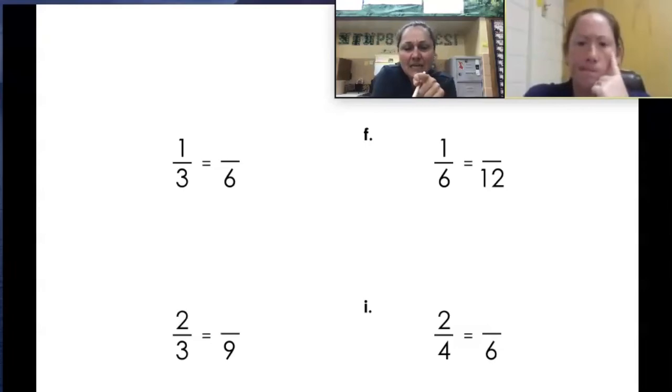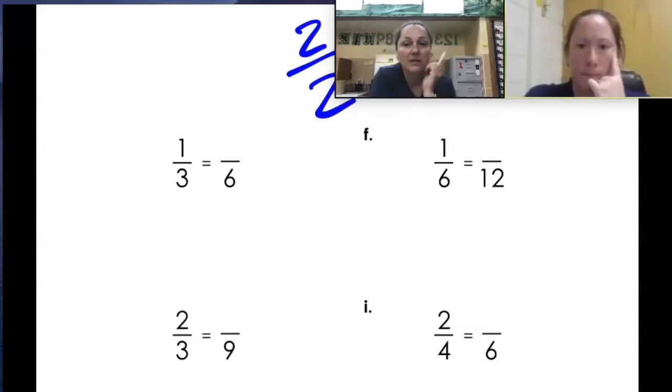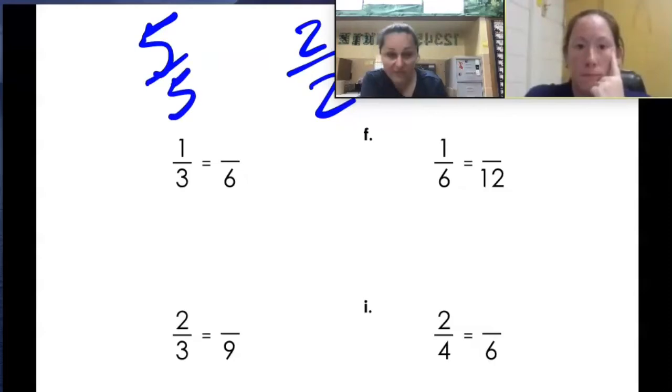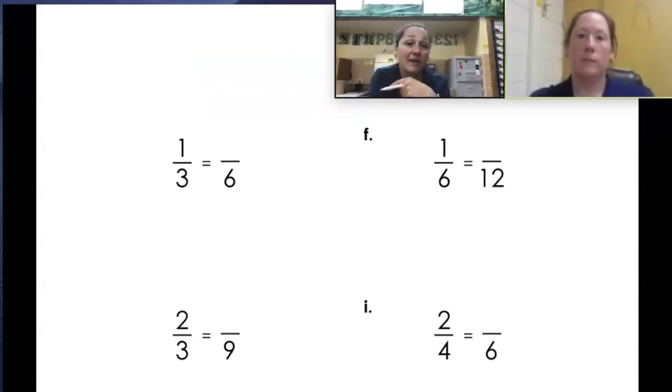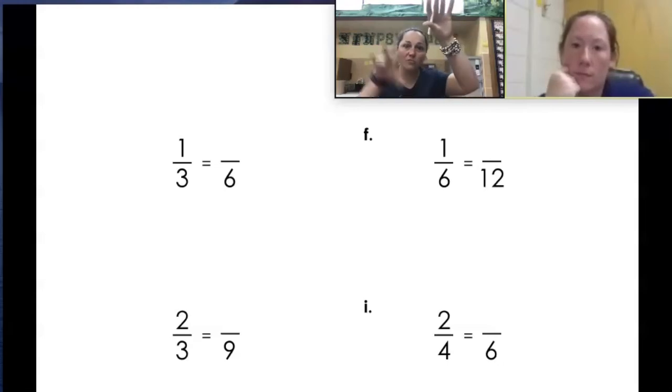Looking at these, we learned that I could multiply a number because I know that any number over itself, so like 2 over 2 is 1, or 5 over 5 is 1. And I know if I multiply 1 times any number, I get that number. So in fractions, it kind of works the same way. If I multiply by a fraction of 1, which would be like 2 over 2, I know that my fraction on the other side is going to be the same thing. They're going to be equal.